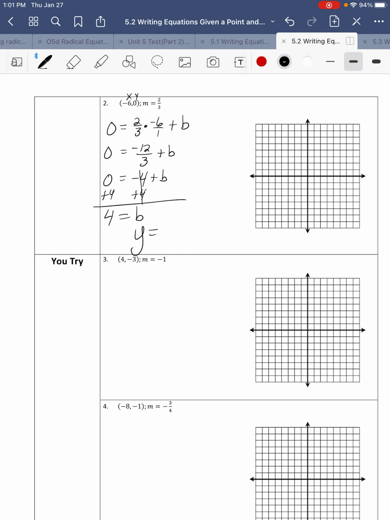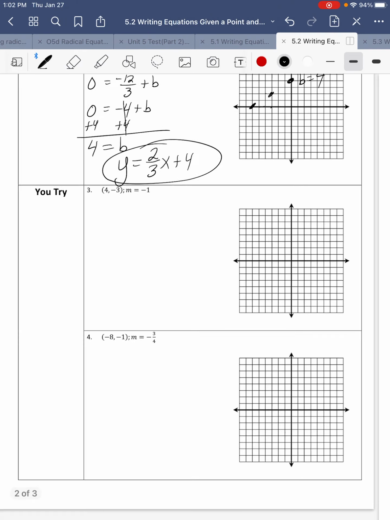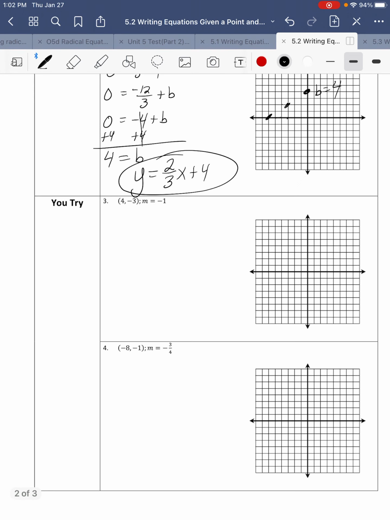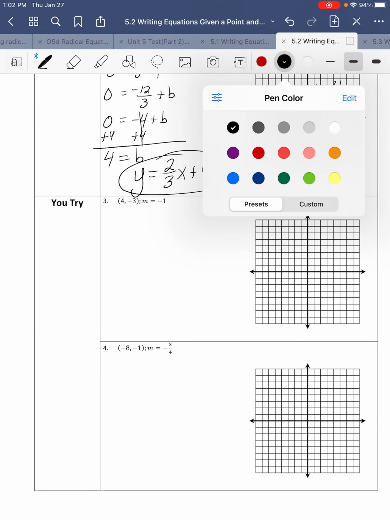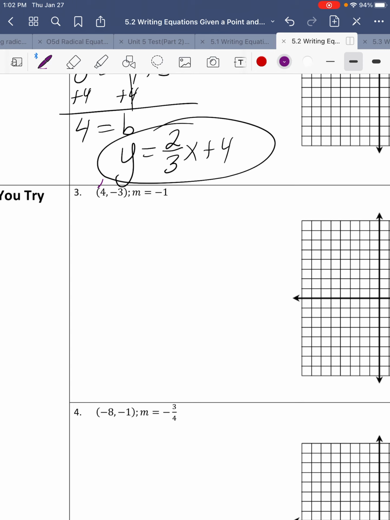So you get b equals 4. So our equation is going to be y equals 2/3 x plus 4. y equals mx plus b, m is 2/3, the b is 4. You can do this graphically: -6, 0, up 3, right 3, up 3, right 3. There's your y-intercept of 4. So that's a little bit faster. I like to do it by hand. It's a little more challenging, and you guys can do that. Absolutely have it in you.